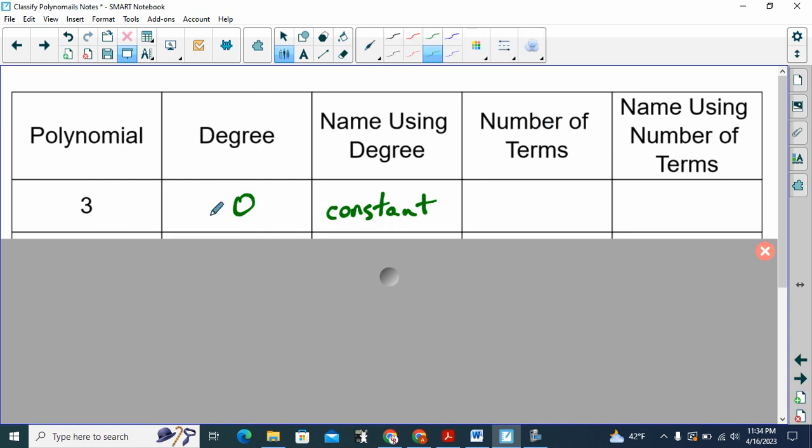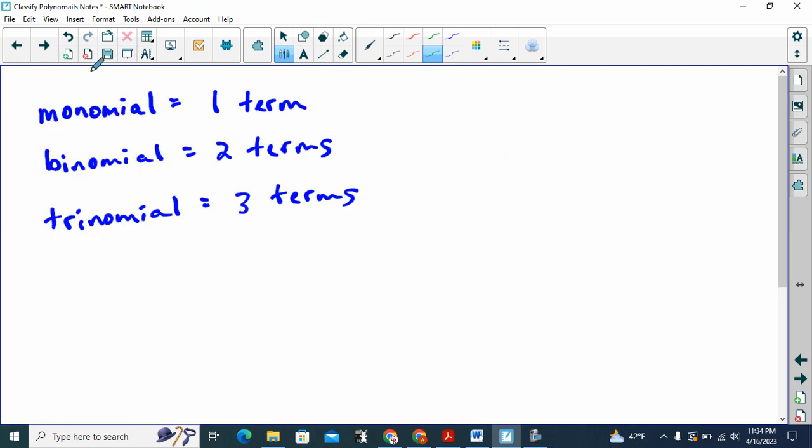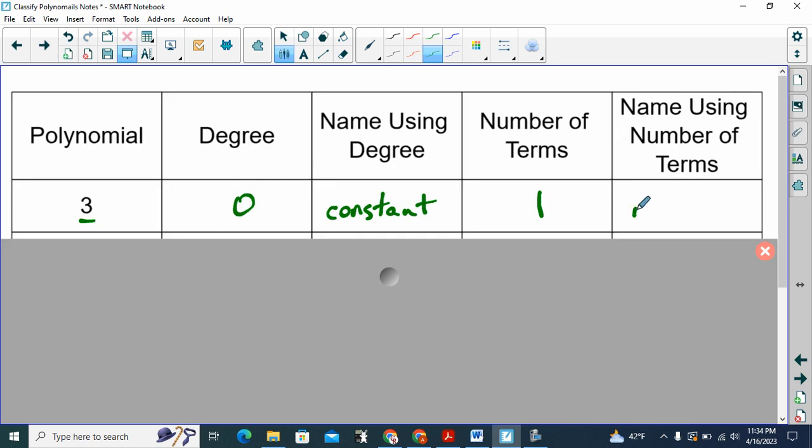Remember the number of terms, it's the things in between the plus and the minus. I just have one term here. And if it's one term, we just said that one term is called a monomial.